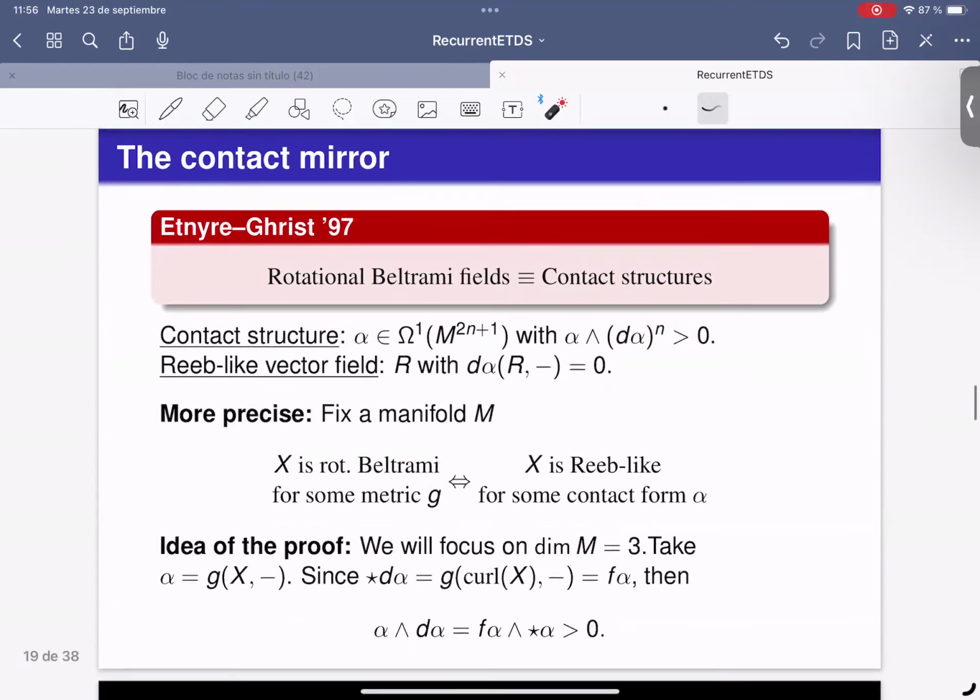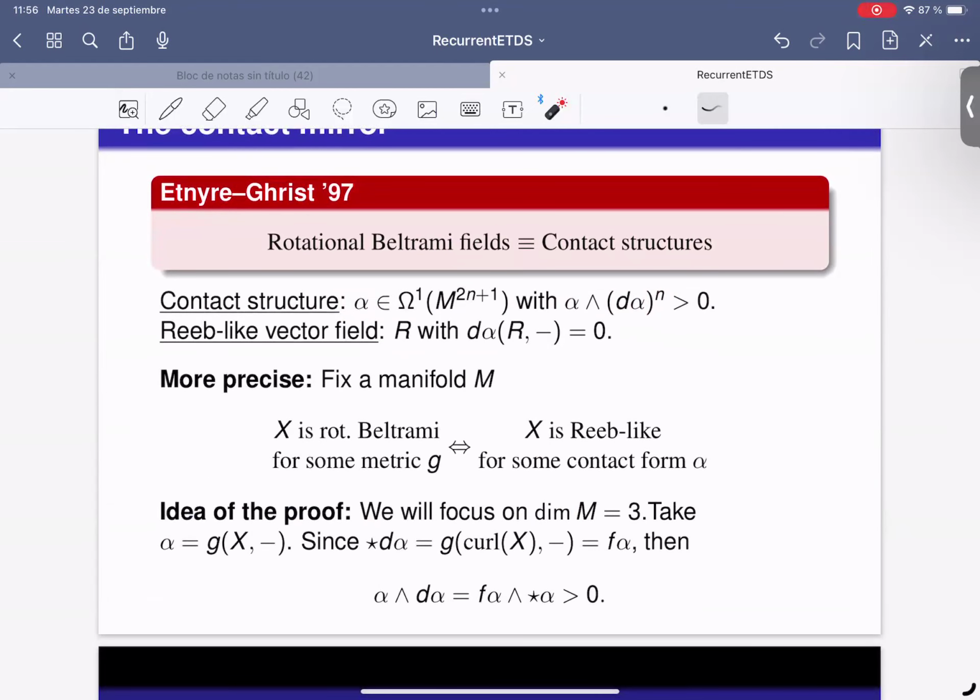Okay, and this property means that this plane distribution is highly non-integrable. And the contact mirror is literally that X is a rotational Beltrami vector field for some metric if and only if it is Reeb-like, so it's transverse to the contact distribution for some contact structure. And this is the contact mirror. The proof is actually very simple. I can do half of the trick.